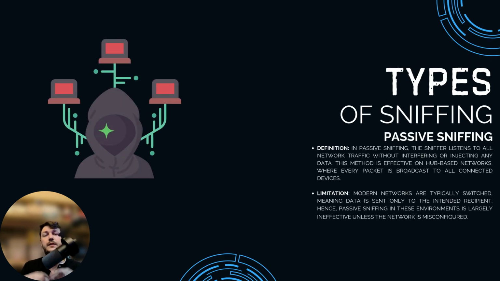There are two main types of sniffing that we're going to be covering, starting off with passive sniffing. In passive sniffing, the sniffer listens to all network traffic without interfering or injecting any data. This method is effective on hub-based networks where every packet is broadcast to all connected devices. However, there are some limitations. Modern networks are typically switched, meaning data is sent only to the intended recipient. Therefore, passive sniffing in these environments is largely ineffective unless the network is misconfigured.